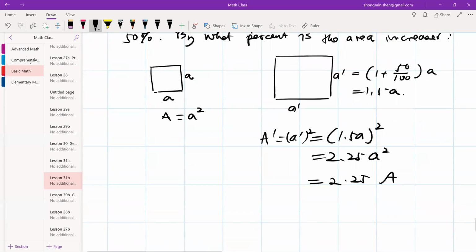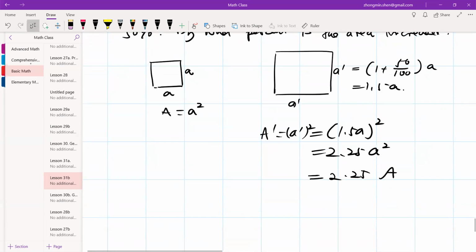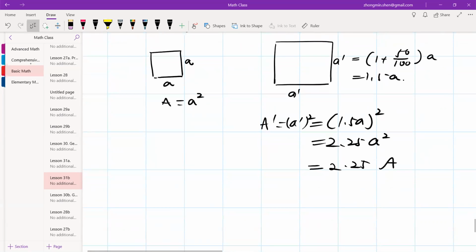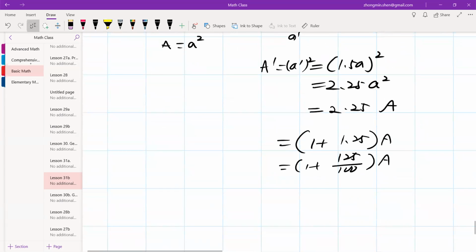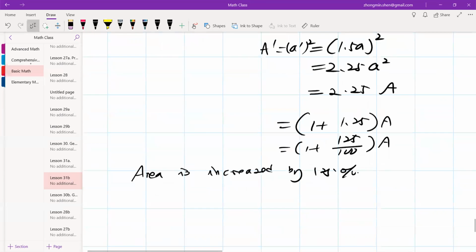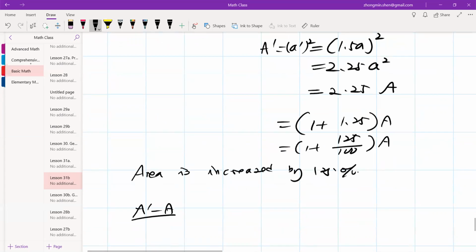But how can I figure out the percentage? I can do two different ways. I can calculate that directly. I can also express it in the following form. It's going to be 1.25 A squared, that's going to be 125 divided by 100 A squared. So if we can express it like that, I is going to be 125. So this is it. The area is increased by 125%. Okay, but you can also get 125% using this formula.